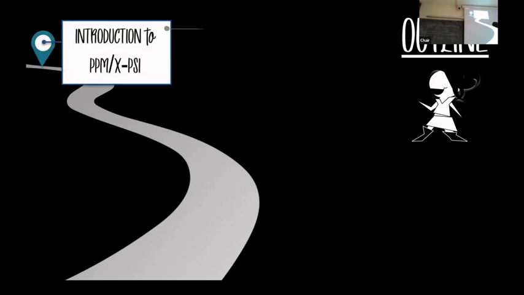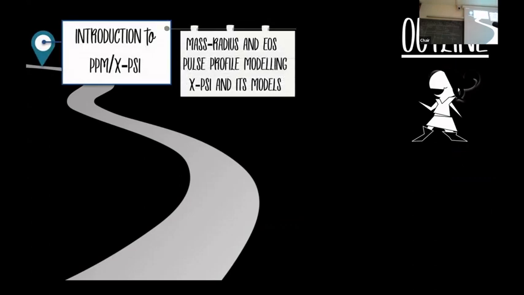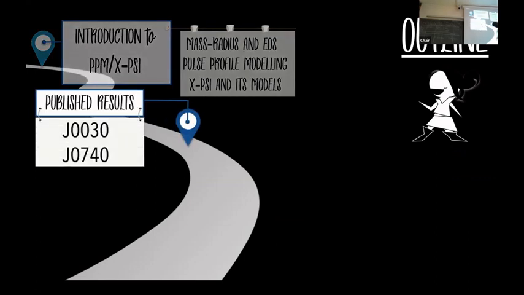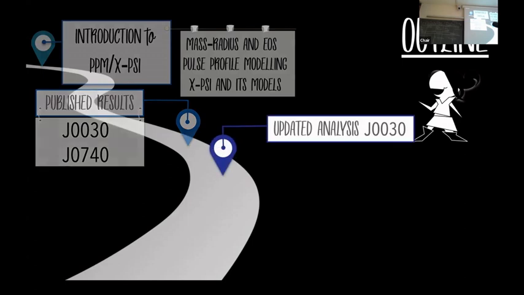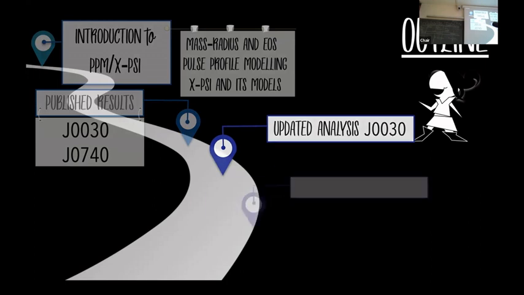Okay, so this is a quick outline of my talk. I'll start with an introduction about pulse profile modeling, which is the technique that we use to analyze this X-ray data, and about this software X-PSI. I will then go ahead and summarize the published results on J0030 and J0740. I won't have time to actually go into the updated analysis of the already published data for J0030, but with an updated instrument response. But if you have questions about those, please just ask me at the end.